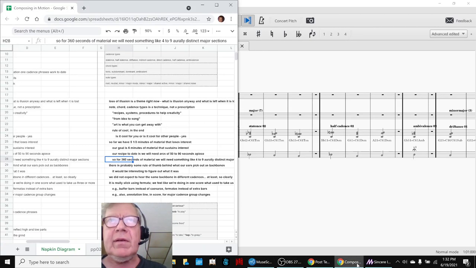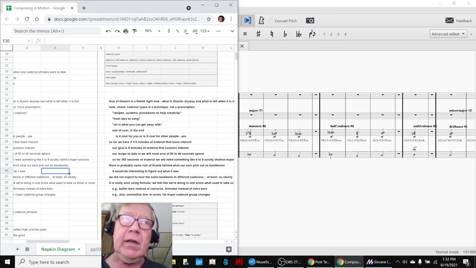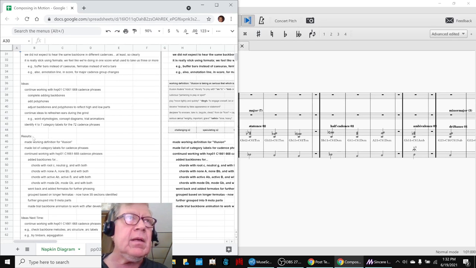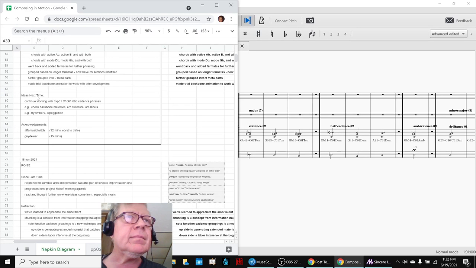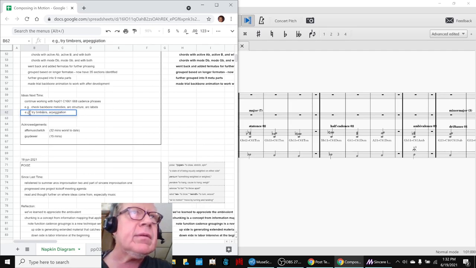So our ideas for next time are to keep working at it. Check our melodies, check the arc structure, try some timbres, which are timbres, not timbers.